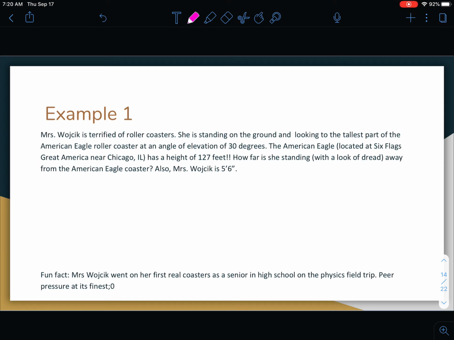How far is she standing, with a look of dread, probably eating some sort of a snack, away from the American Eagle coaster? Also, Mrs. Wojcik is 5'6", 5 feet 6 inches.